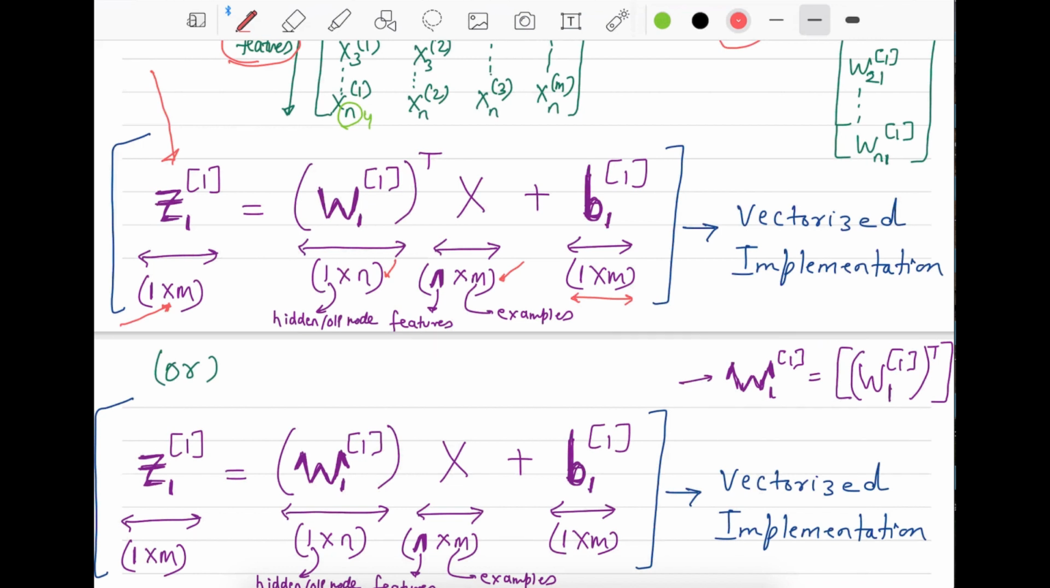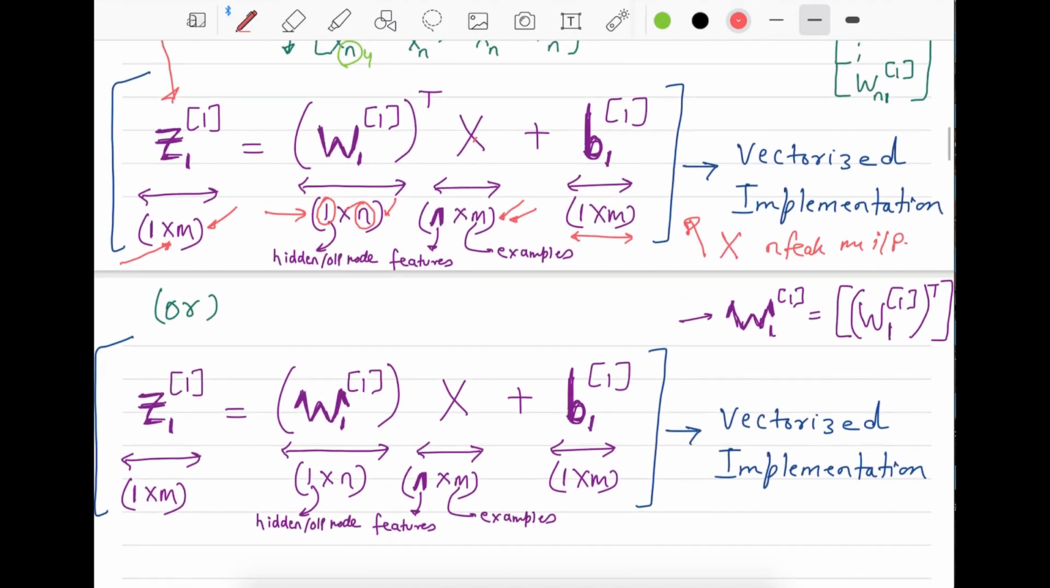And since we are having only one hidden node, that's why 1 is coming over here. And we have feature vectors as n, so that's why n is coming over here. And your dimension of x is n cross m, and this is 1 cross m. So you can see the dimensions in matrix multiplication match from left to right. So that's why it's a vectorized implementation for arbitrary size of input capital X having n features and m inputs.